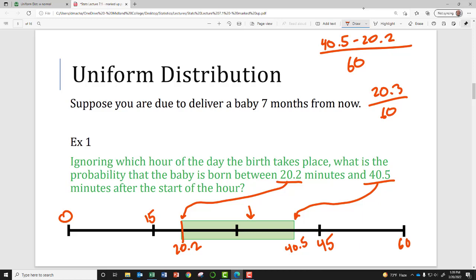But yeah, barely more than like a third. So you can put that in a calculator and get something like 0.33-ish. I'm not going to pull out a calculator, but you will have one on an exam. Okay?